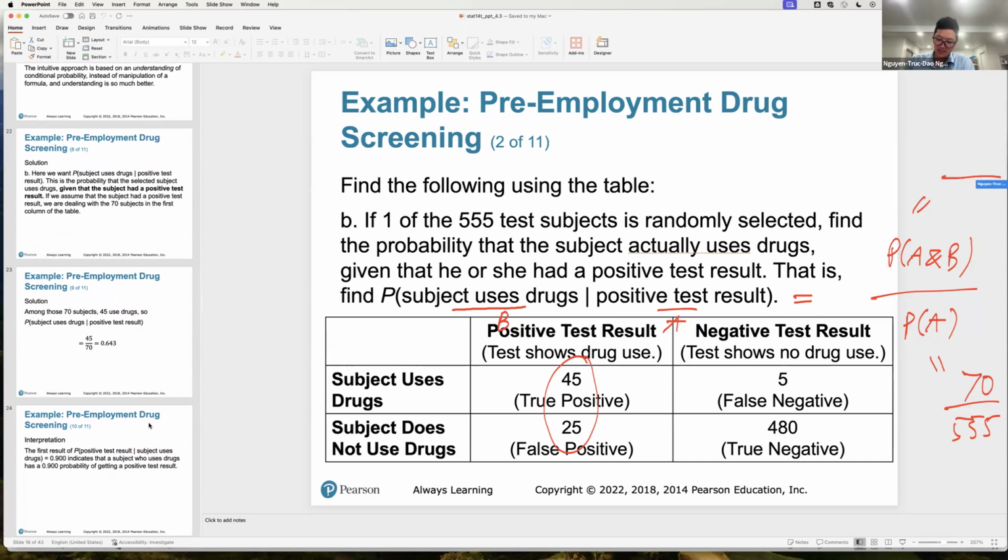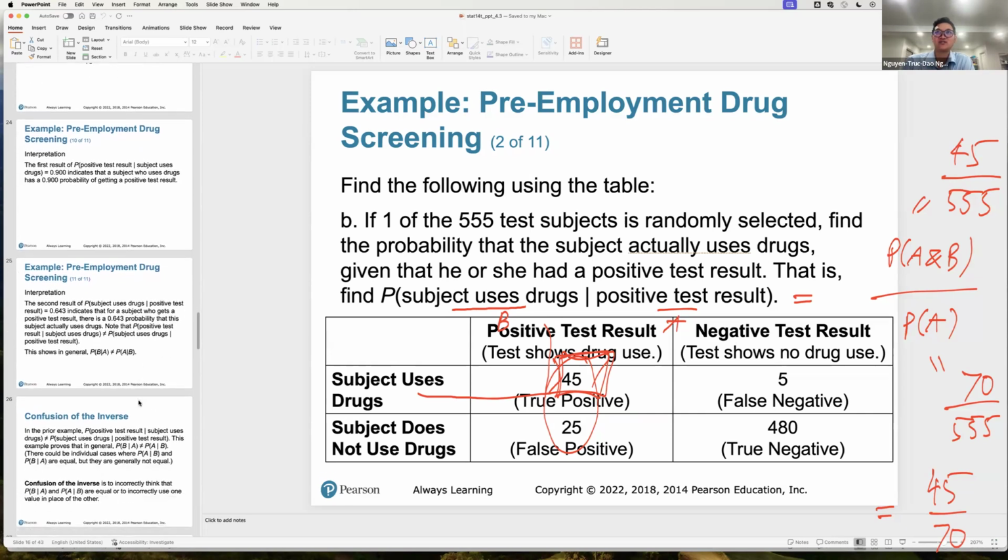And P of A and B, again, the sample space is 555. Now, let's find the number of subjects who use drugs with positive test results. This is using drugs in positive test result. Again, it's still 45. Now we can do the calculation 45 divided by 70. So we are done. That is the answer for B. It's easy, right? Okay. I'm going to wait to see if you have any questions here.